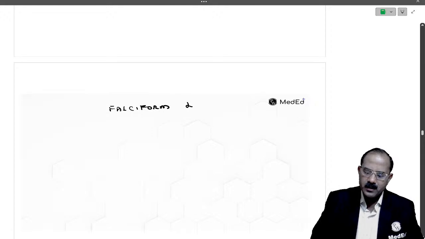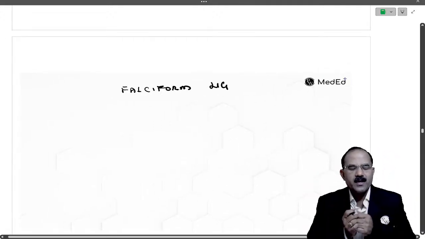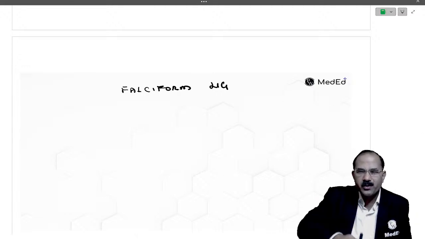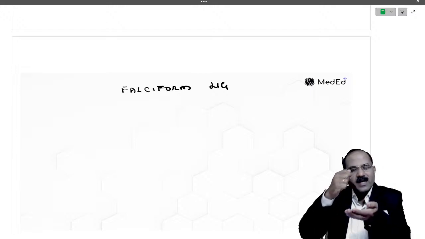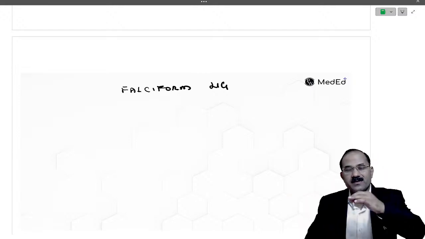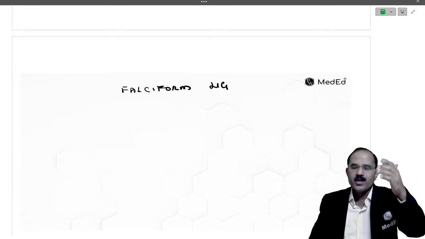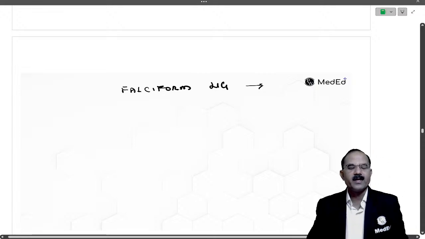Falciform ligament. The moment you hold the liver, the examiner asks what this is, and you say liver. You hold it in anatomical position, put your forceps in the IVC and leave the liver supported. So that's the anatomical position of liver. The next question the examiner will ask is, what are the ligaments of liver? Your first answer is the falciform ligament. What does the falciform ligament contain?